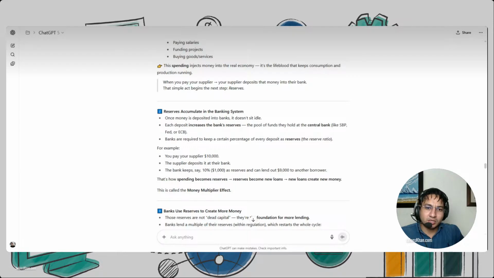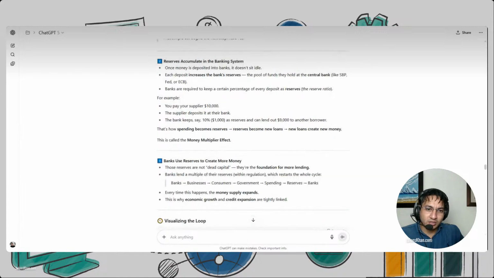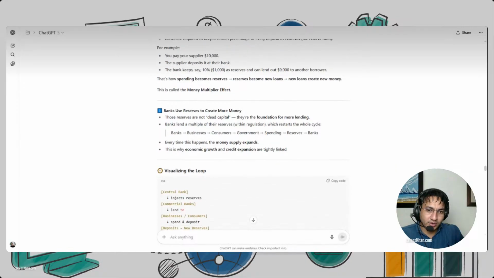Once money is deposited into banks, it doesn't sit idle. Each deposit increases the bank's reserve, the pool of funds they hold at the central bank. Banks are required to keep a certain percentage of every deposit as reserve. If you deposit 10,000 at the bank, the bank uses the reserve to create more money. We already understand that as fractional reserve banking.